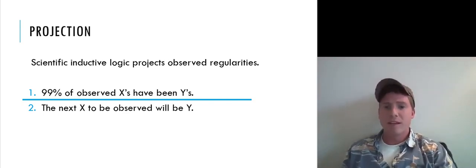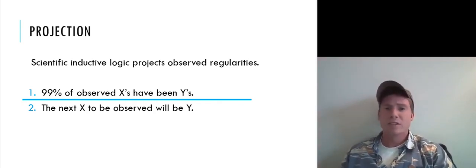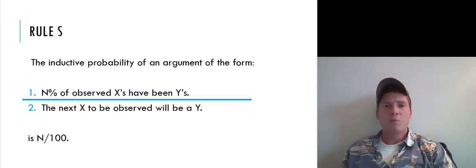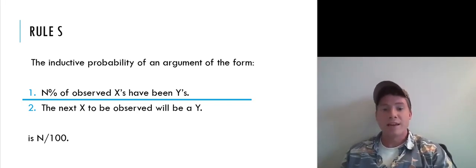Now we could tweak this a little bit and consider a slightly weaker argument that still seems fairly strong. Here we have a premise like 99% of the observed x's have been y's, therefore the next x to be observed will be y. And we could imagine further iterations of this, 98%, 97%, and so on, each one getting a little weaker than the last, but still having some force. So this suggests perhaps the following general rule for assigning inductive probabilities to arguments of this form. We might say that the inductive probability of an argument of the form n% of observed x's have been y's, therefore the next x to be observed will be a y, is just n over 100.